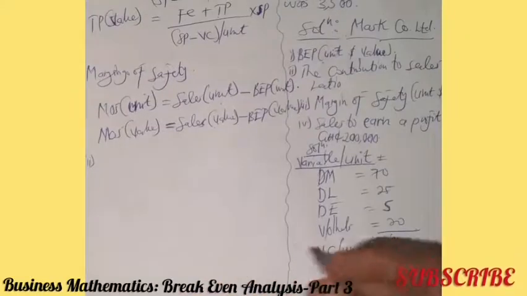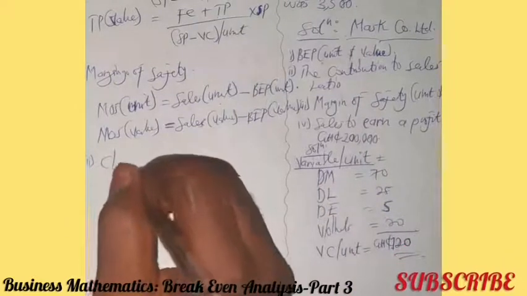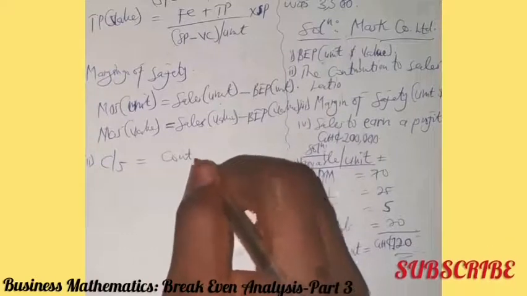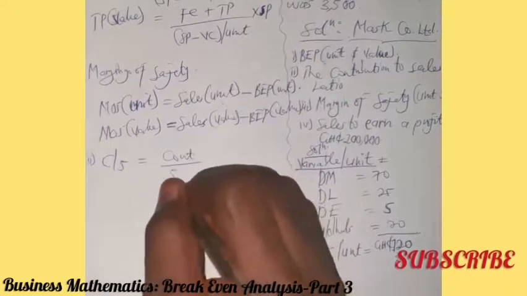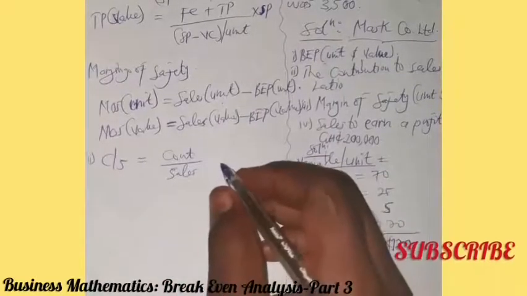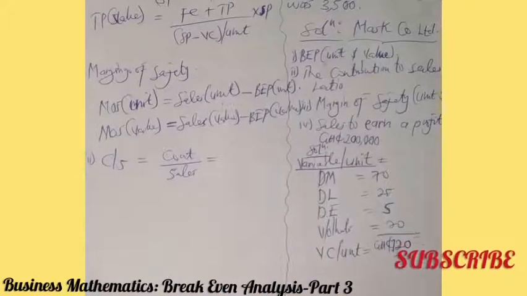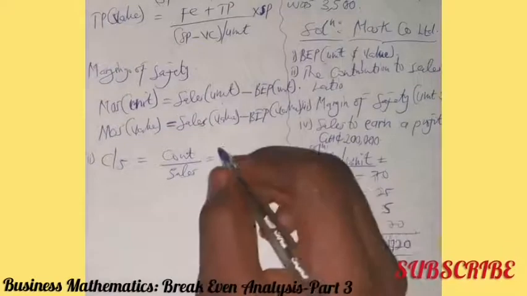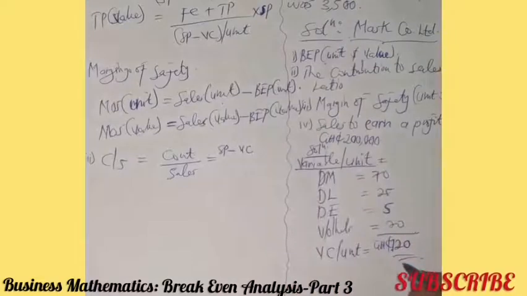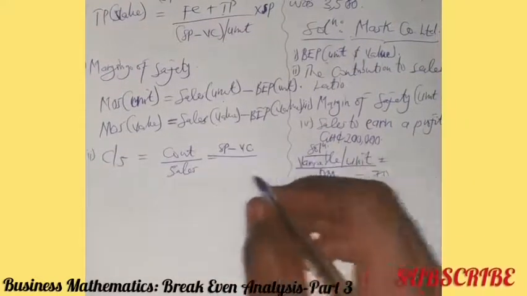So as I said earlier on, we are just starting from question 2. So for contribution to sales, I can say that my C over S is equal to my contribution over sales, which is the selling price. All of them are in per unit, please take note. Here my contribution per unit, but for you to find contribution, you say contribution is basically your selling price minus your variable cost. That's why you needed to find your variable cost. So here, divided by my selling price.